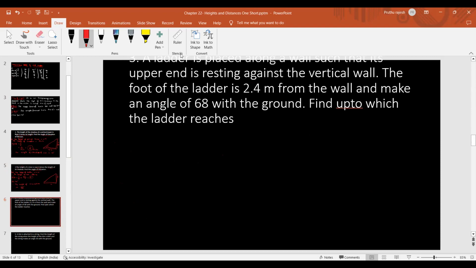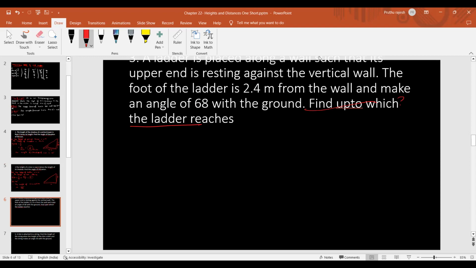A ladder is placed along a wall such that its upper end is resting against the vertical wall. The foot of the ladder is 2.4 meters from the wall, and the ladder makes an angle of 68 degrees with the ground. Find up to which height the ladder reaches. That is the question.